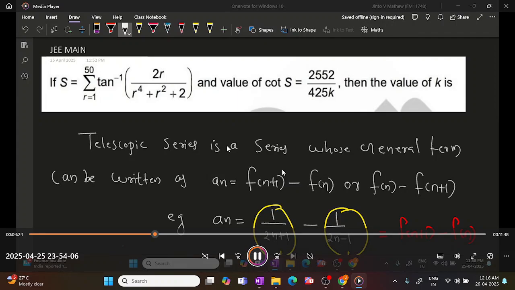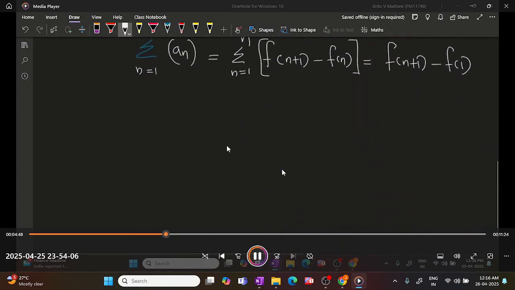Our problem is, if S is given to us, sigma r is equal to 1 to 50 tan inverse 2r by r raised to 4 plus r square plus 2, and the value of cot S is equal to 2552 by 425k, then find the value of k. So let us first find what is S.